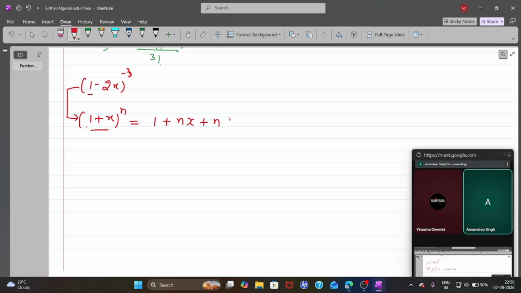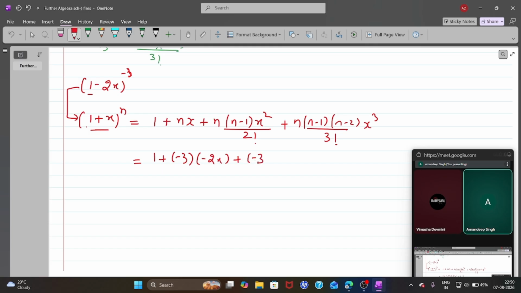So 1 plus nx plus n(n minus 1) x square divided by 2 factorial plus n(n minus 1)(n minus 2) divided by 3 factorial x cube. Instead of n, I will put minus 3, and instead of x, I will substitute minus 2x. I hope this part is clear to you. Are we going to put minus 2x or just 2? Minus 2x.